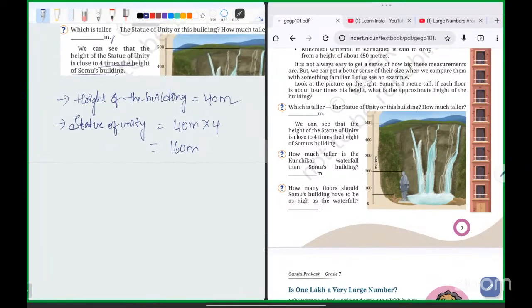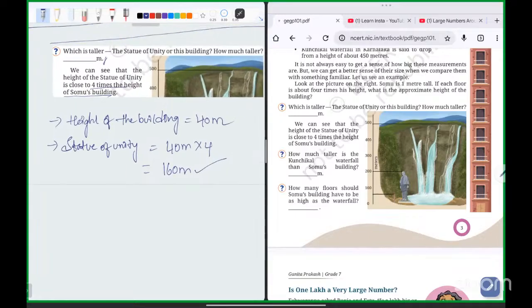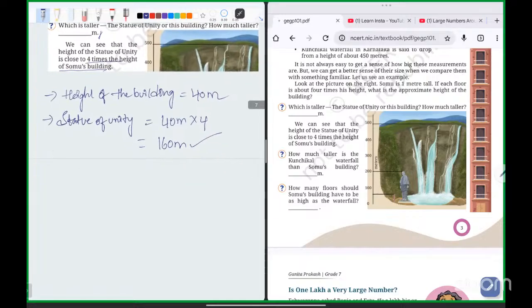So how much is the Statue of Unity? We clearly know that the Statue of Unity's height is 160 meters and the height of the building is 40 meters. So which is greater? The Statue of Unity is greater, clearly, because it is 160 meters. But that's not the question. We need to find out how much taller it is than the building. To find out how much taller, we need to compare the height of the building with the height of the Statue of Unity.